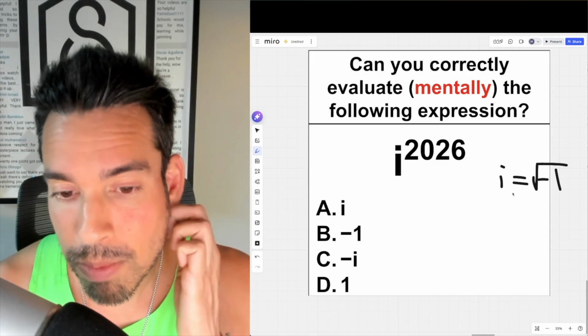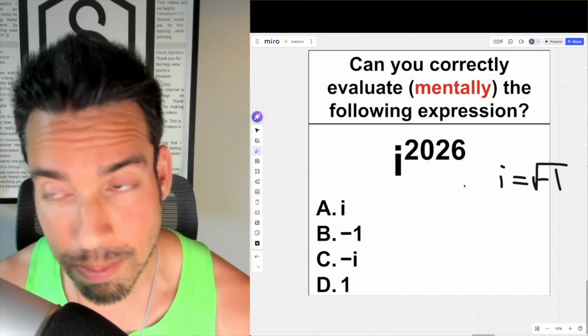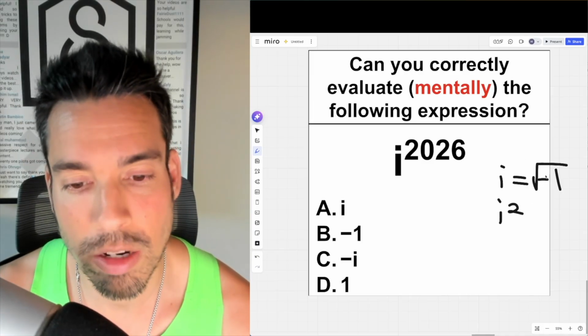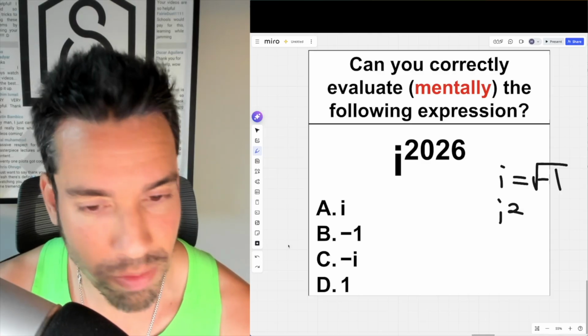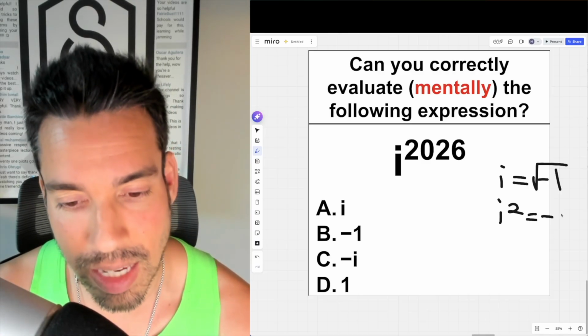So if we remember that i is equal to the square root of -1, we can start to see what i squared might be, what i cubed might be, etc. So let's think about this. What would i squared be? Well, it would be this value squared. And if we square a square root, we're going to get rid of the square root. And therefore, i squared is -1.